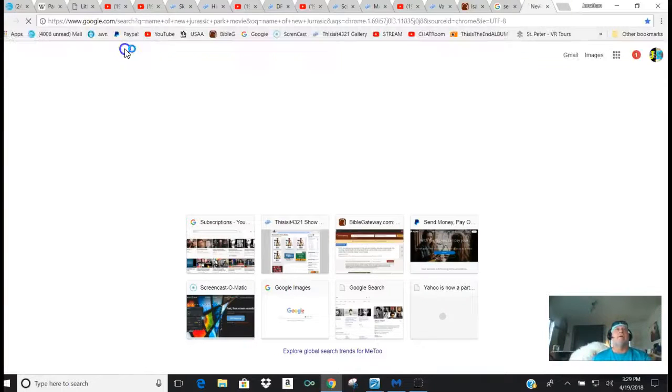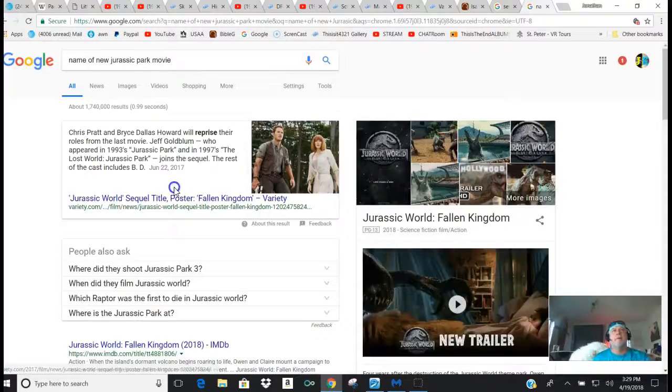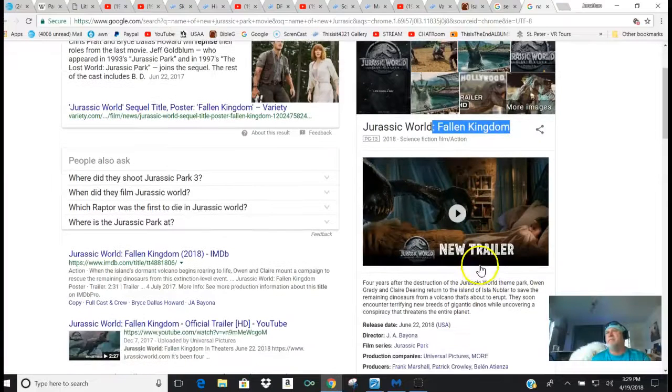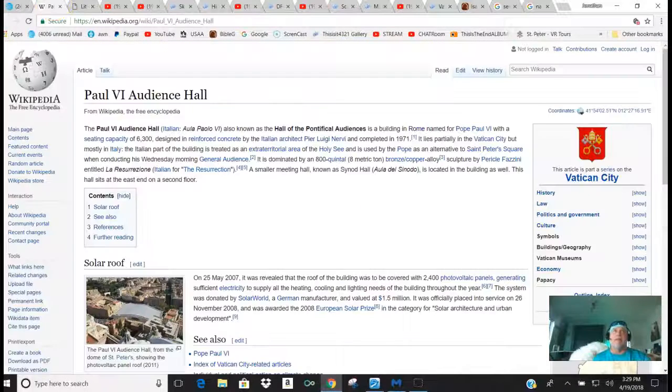Name of new Jurassic Park movie. It's called Fallen Kingdom. There you go. Now I know I've jumped around a little bit, but I've got so many data points that there's still more.